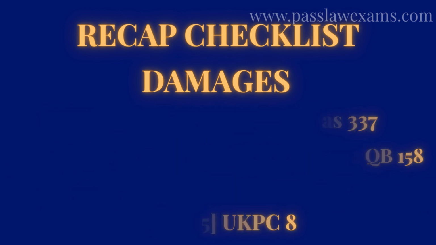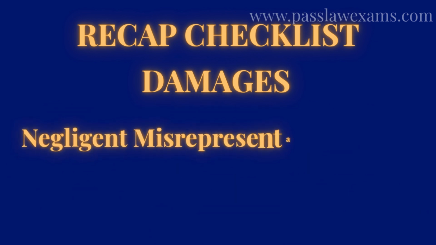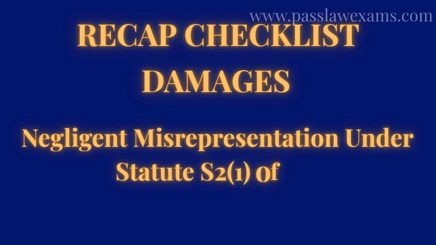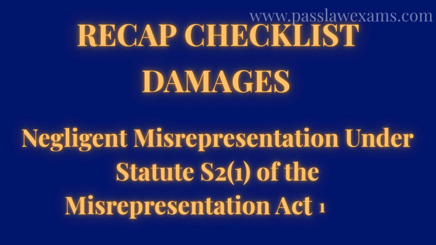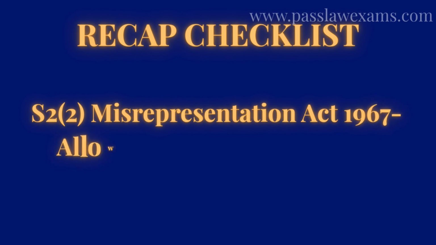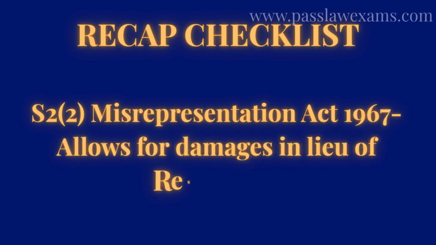For negligent misrepresentation under statute, specifically Section 2, subsection 1 of the Misrepresentation Act 1967, the fiction of fraud applies. This means the measure of damages is the same as in deceit, as seen in Royscott Trust v. Rogerson, 1991. While controversial, this remains binding law. Section 2, subsection 2, allows for damages in lieu of rescission. However, this is only available where the right to rescind still exists, a point clarified in Salt v. Stratstone, 2015.